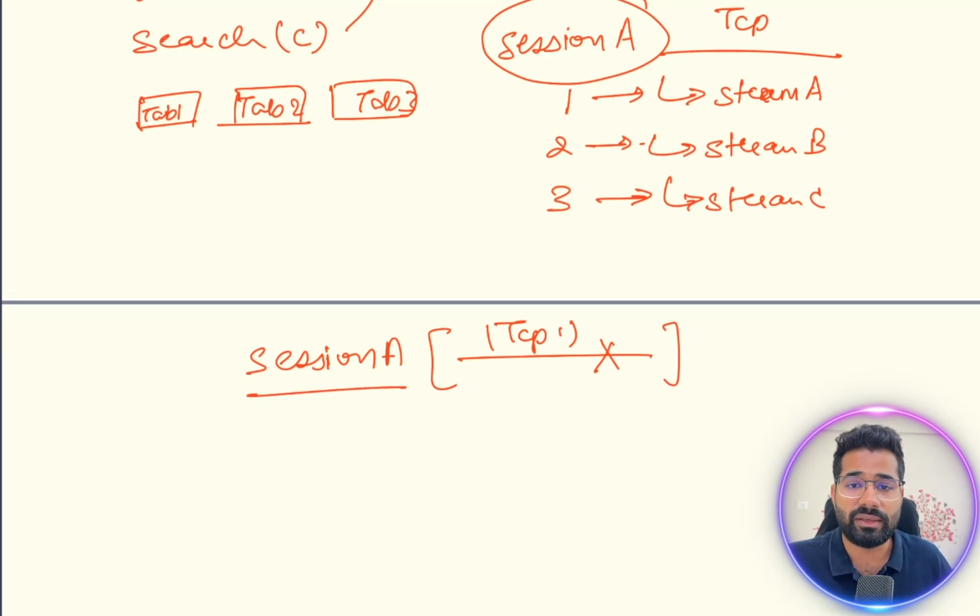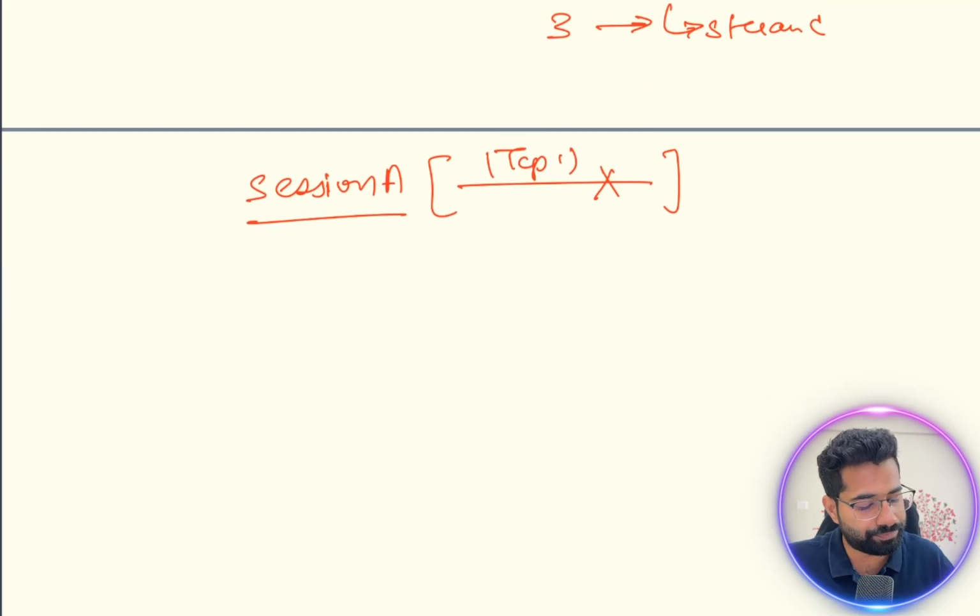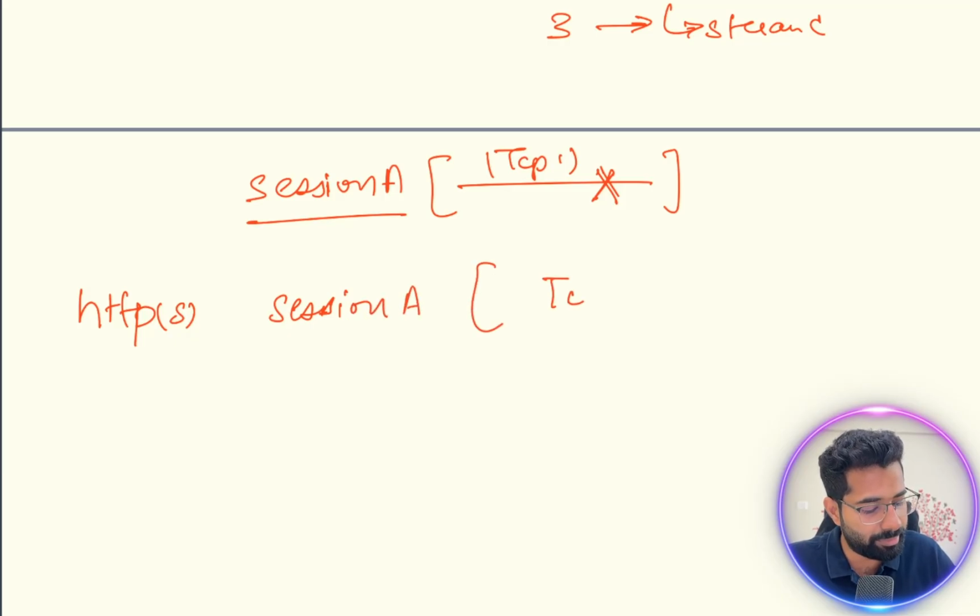So this is where session resumption comes into play. Session resumption is governed by your application level protocols. So let's say you are using HTTPS. If your TCP connection breaks and a new request comes, the same session can be reused, and a new TCP connection would be made. Let's say this is TCP connection 2, and this will be made, and the same session will be reused.